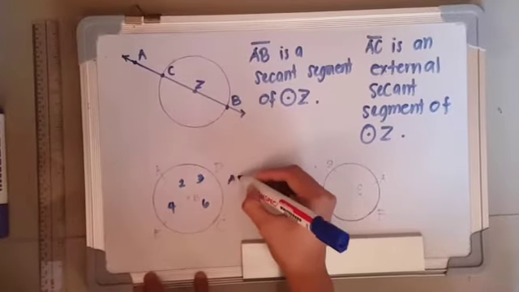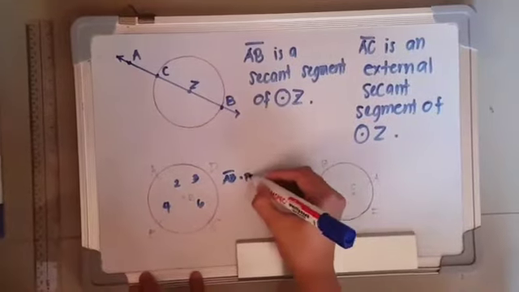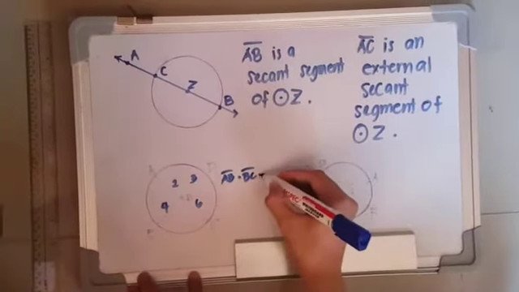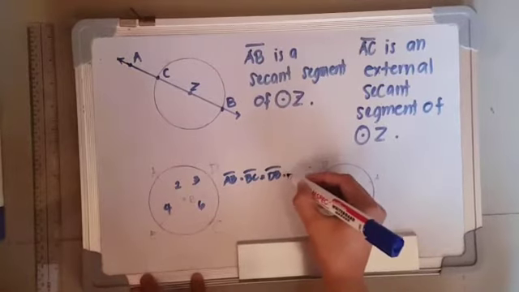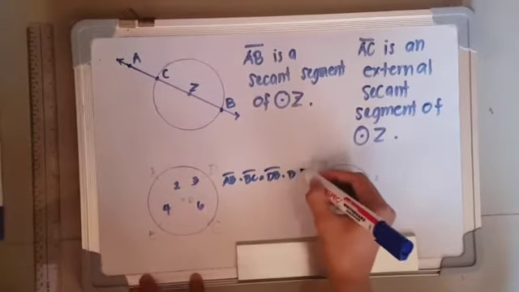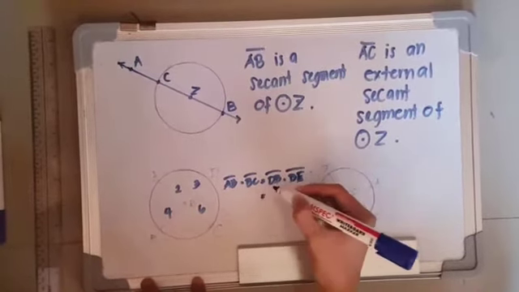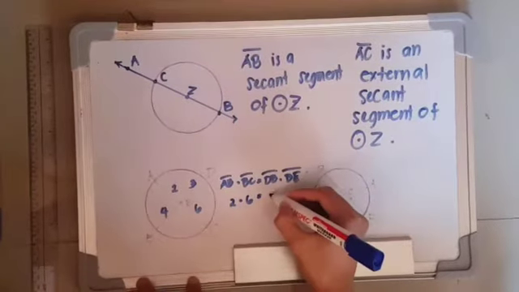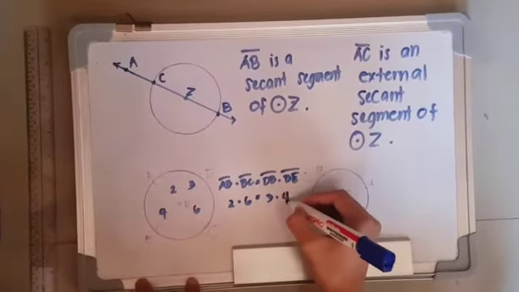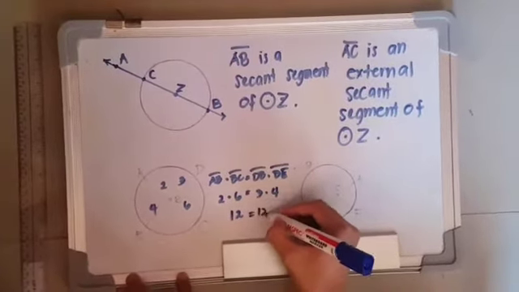Now, to derive this, line segment AB times line segment BC is equal to line segment DB times line segment BE. Now substitute. 2 times 6 is equal to 3 times 4. That is 12 equals 12. And that's a check mark.